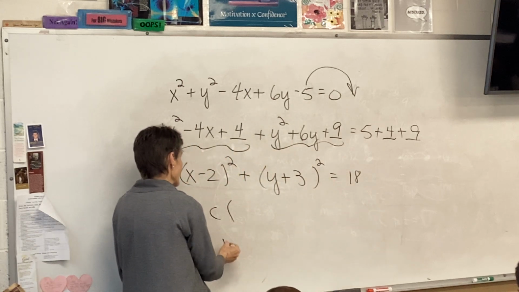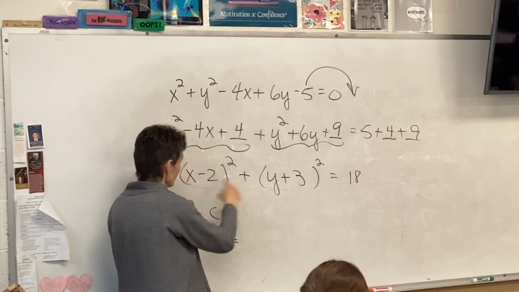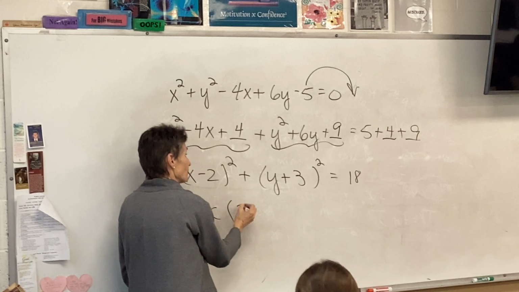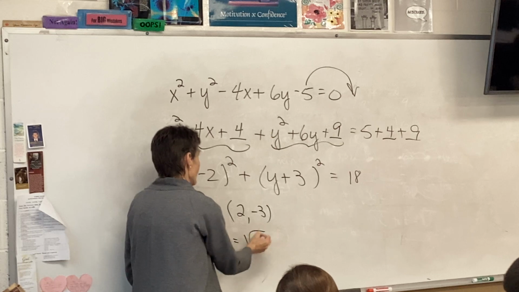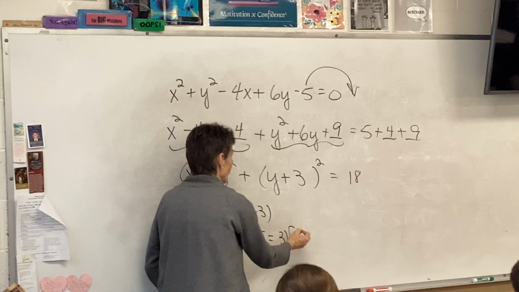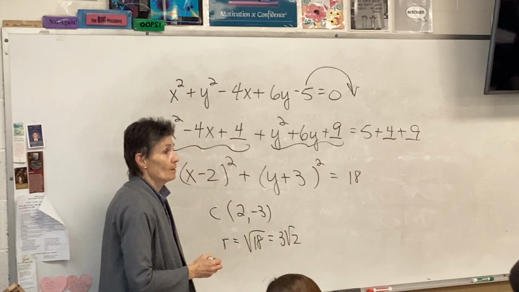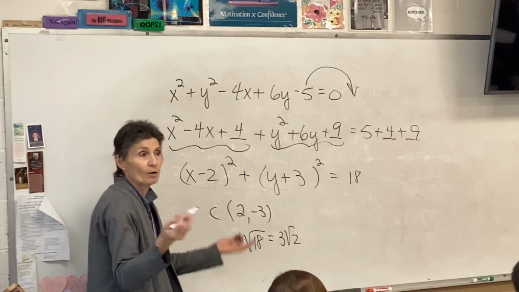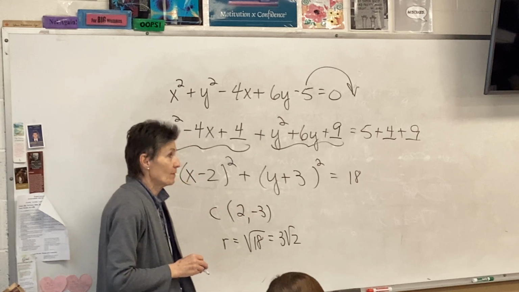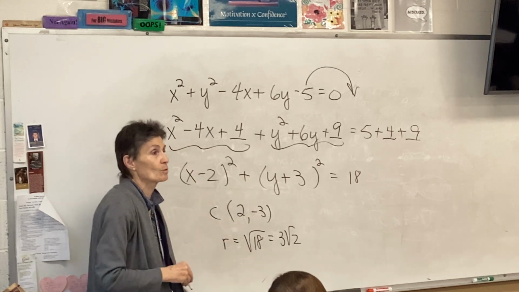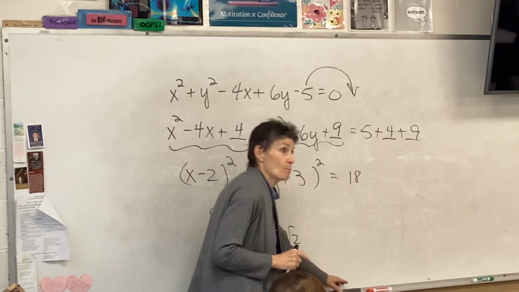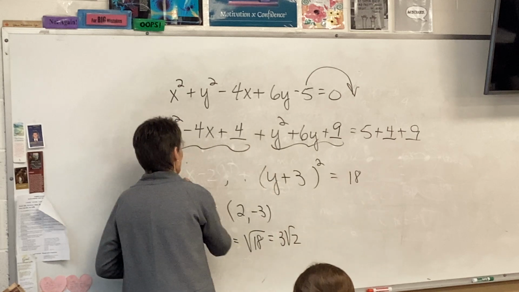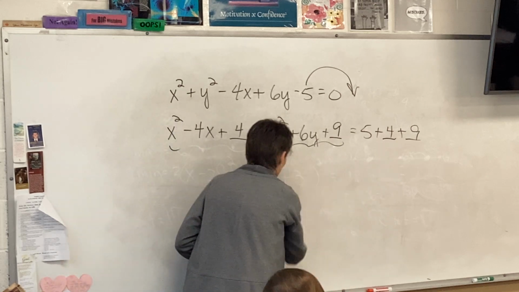Your job is to write down the center and the radius. Well, now you know. The center is 2, negative 3, and the radius is the square root of 18, which reduces to 3 root 2. Now, your radius tomorrow may or may not reduce. If you got the square root of 17, you got the square root of 17. All right, that's one quiz problem tomorrow. Here's the other one. We can do it.